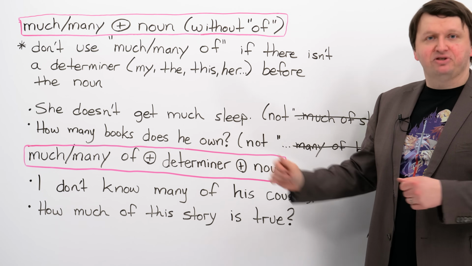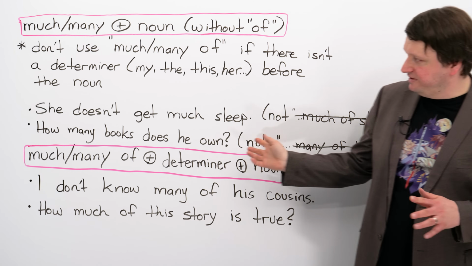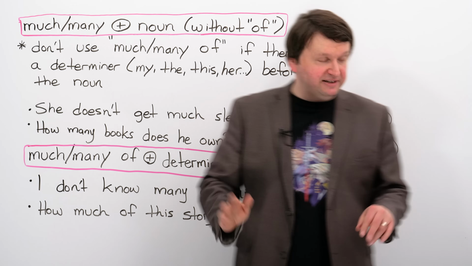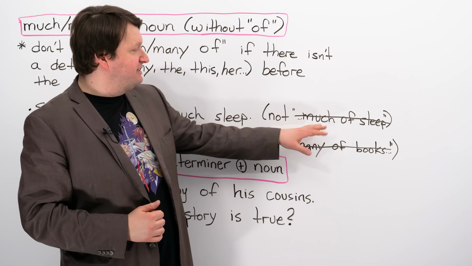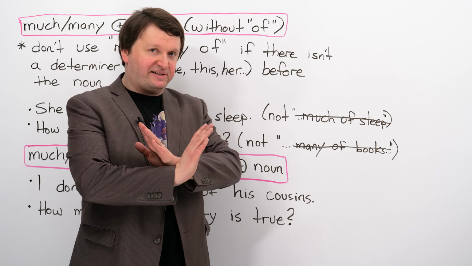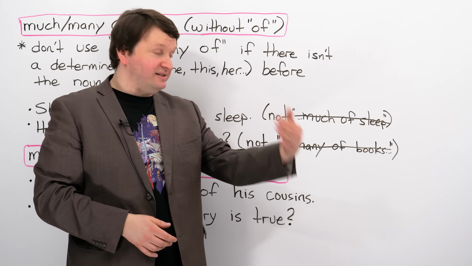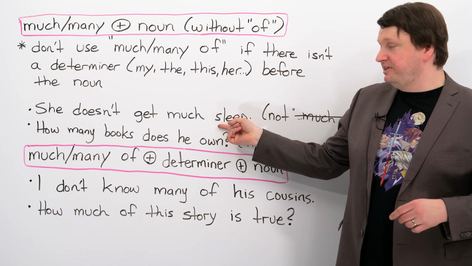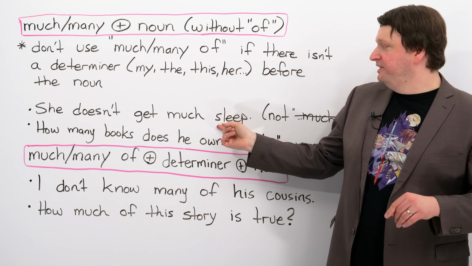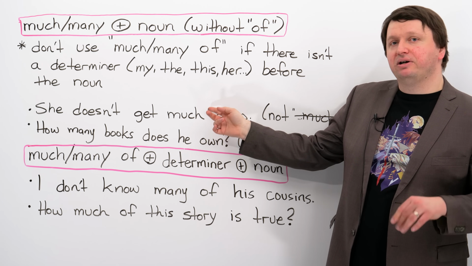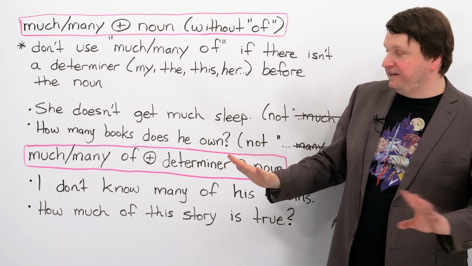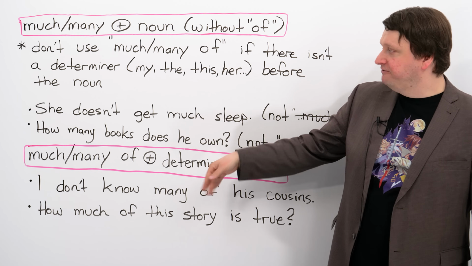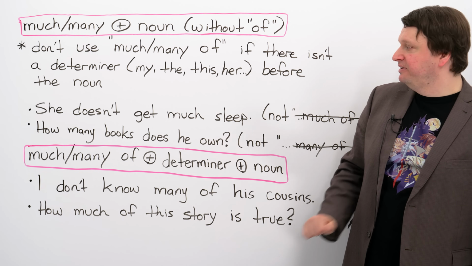So similar to the first half of the lesson, she doesn't get much sleep. Not, she doesn't get much of sleep. This is incorrect, okay? Much sleep. There's no determiner, right? So the noun here is sleep. There's no determiner. There's no my, his, her, the, an, nothing. No determiner before sleep. So you don't use of, no of. She doesn't get much sleep.